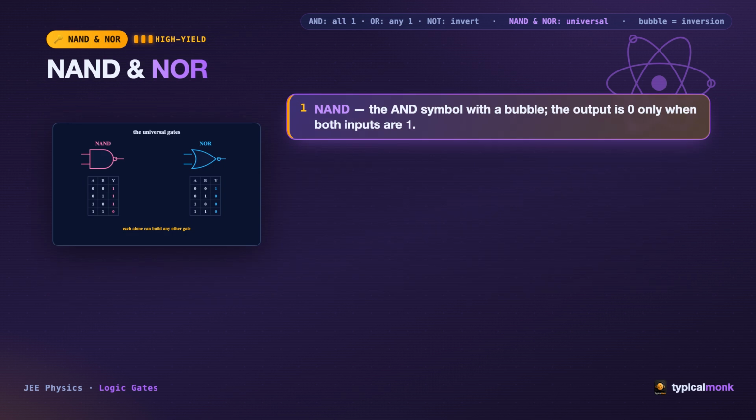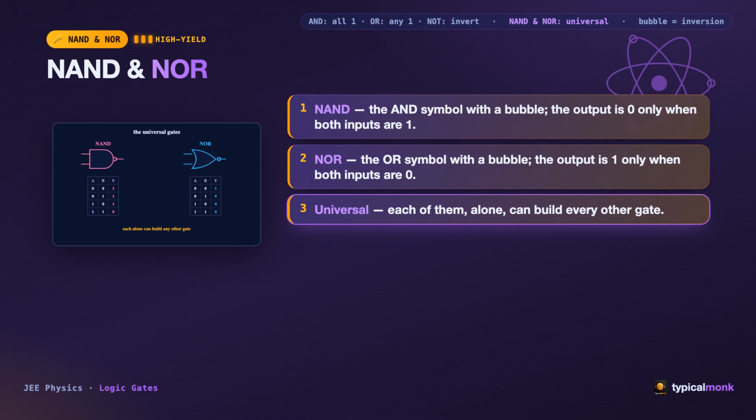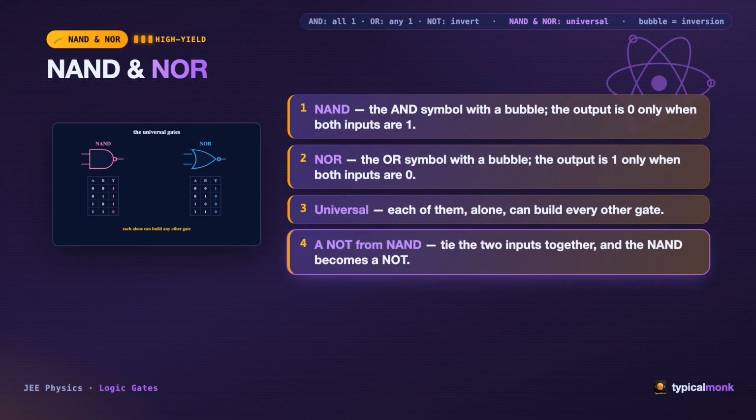Now look at the picture, NAND and NOR with their truth tables. NAND, it is the AND symbol with a bubble. The output is 0 only when both inputs are 1. NOR. It is the OR symbol with a bubble. The output is 1 only when both inputs are 0. Universal. Each of them on its own can build every other gate. A NOT from NAND. Tie the two inputs of a NAND together and it behaves exactly like a NOT.